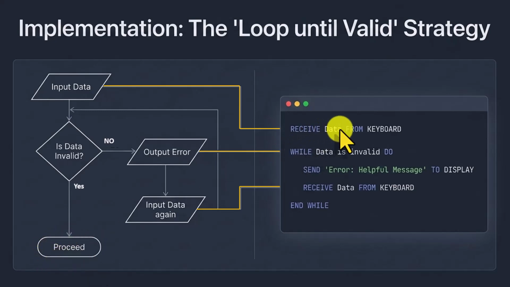Receive data from keyboard. While data is invalid, do this: send an error message. It can be any kind of error message based on the type of error you are checking for. And then after that, receive data from keyboard again, and end while. So that is simply how we implement validation. We loop until data is valid.